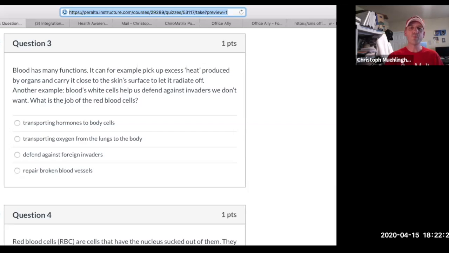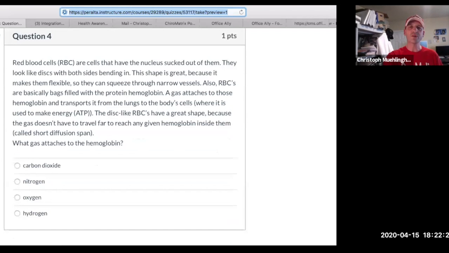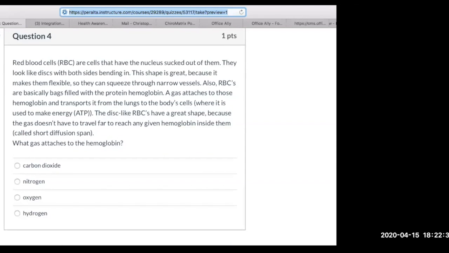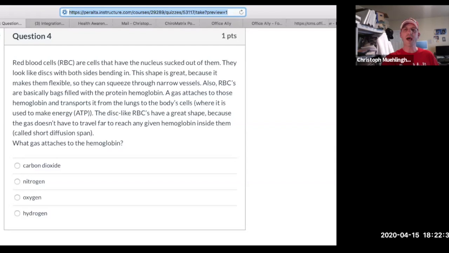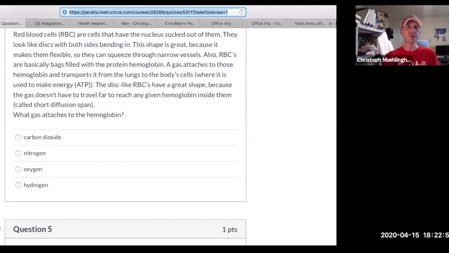Okay. Next, number four. Red blood cells. Our cells that have the nucleus sucked out of them, they look like discs with both sides bending in. This shape is great because it makes them flexible so they can squeeze through narrow vessels. Also, red blood cells, or RBCs, are basically bags filled with the protein hemoglobin. A gas attaches to those hemoglobins and transports it from the lungs to the body cells, where it is used to make ATP, or energy.